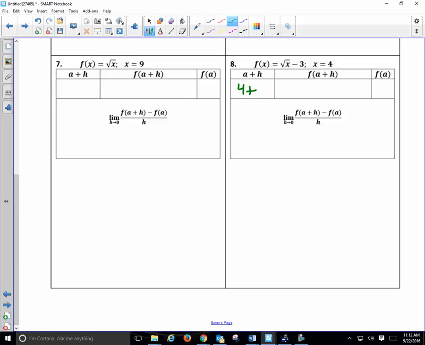4 plus h. So what is f of a plus h? Square root of 4 plus h minus 3. Very good. What is f of a? Negative 1.